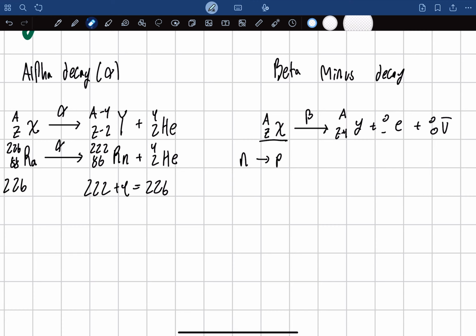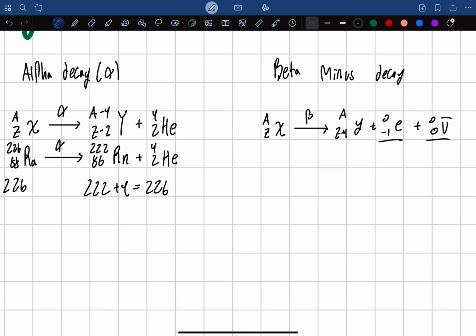So when this happens, an electron and an anti-neutrino are released. So this is the electron. I should put the negative one here. And this is the anti-neutrino. It's not very important to know what an anti-neutrino is. It's massless. It has very, very little mass, but it's almost negligible. But it's important to write because it is there and it is also being released.